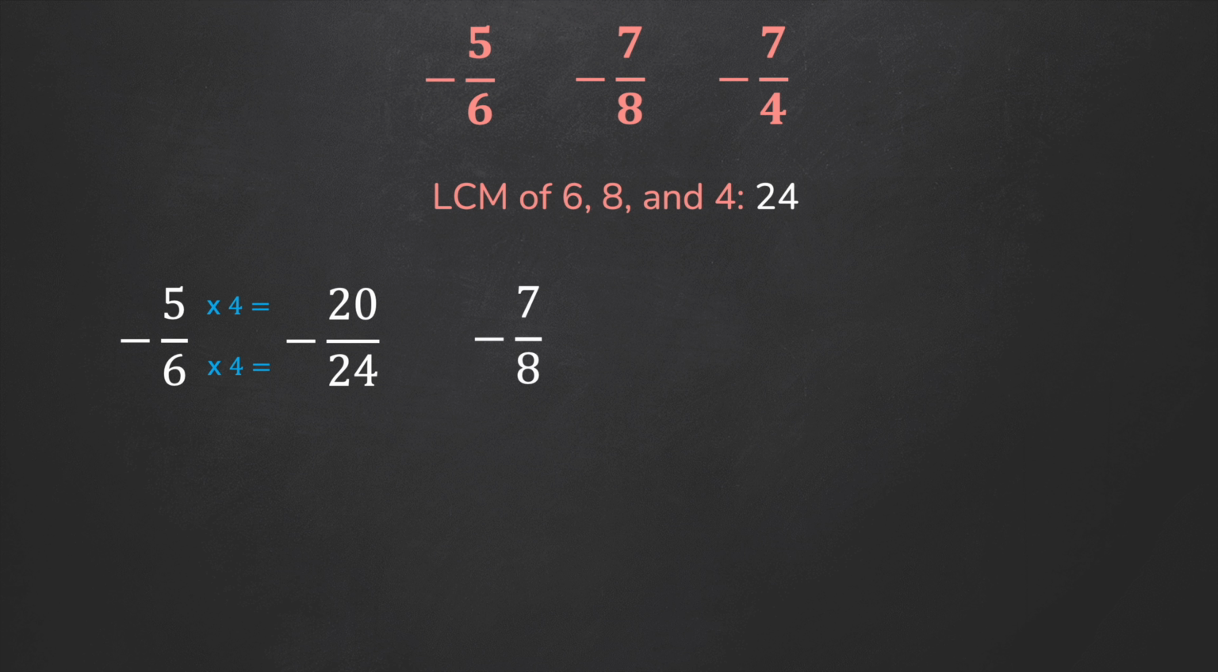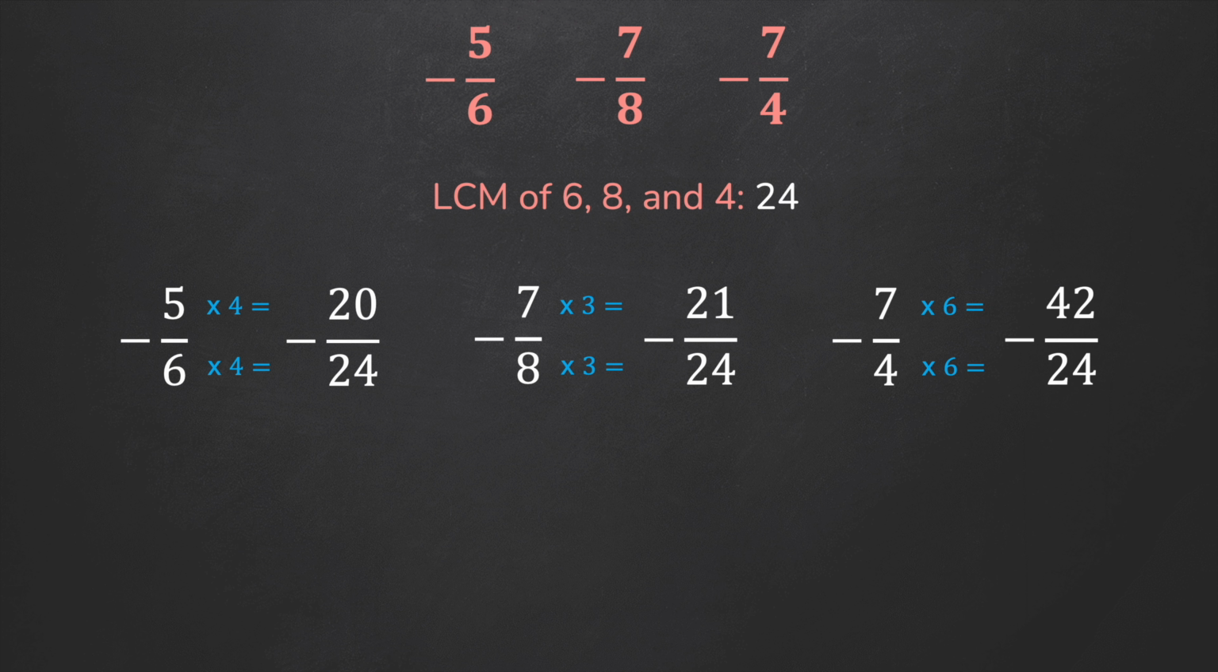Now we have -7/8. In order to get a denominator of 24, we have to multiply 8 by 3, and whatever we do to the denominator, we must do to the numerator. So we have a negative fraction. 7 times 3 is 21, and 8 times 3 is 24. Then we have -7/4, and in order to get a denominator of 24, we have to multiply the denominator by 6. Whatever we do to the denominator, we have to do to the numerator. And then 7 times 6 is 42, 4 times 6 is 24.